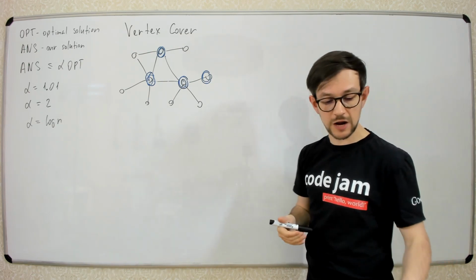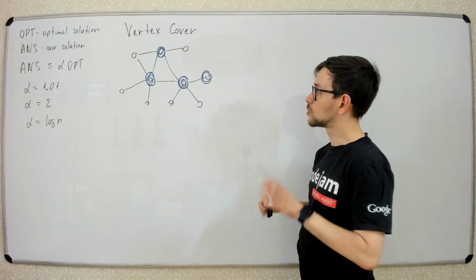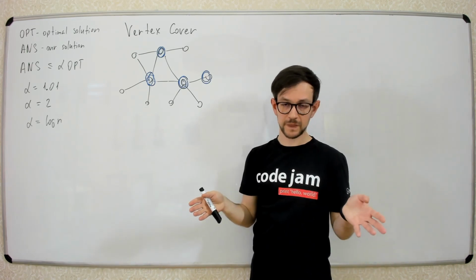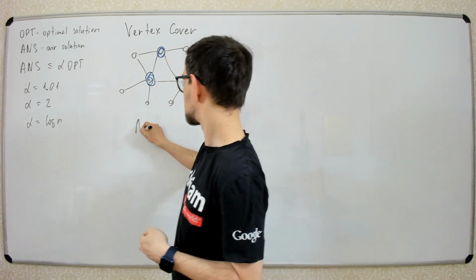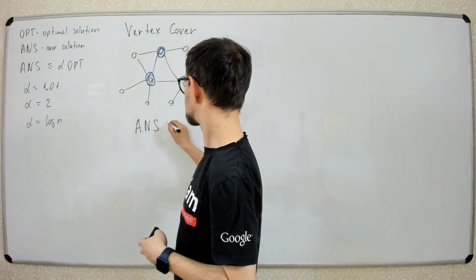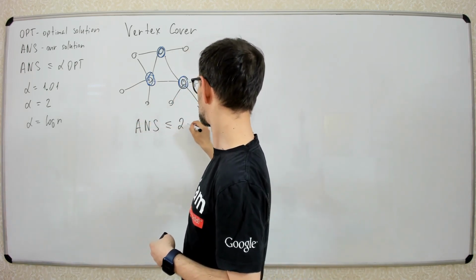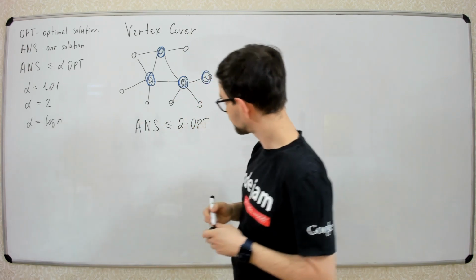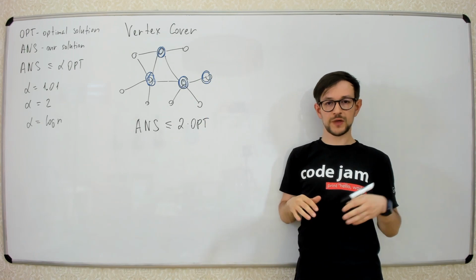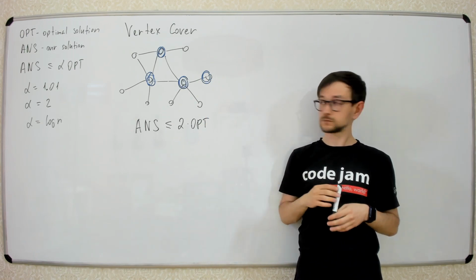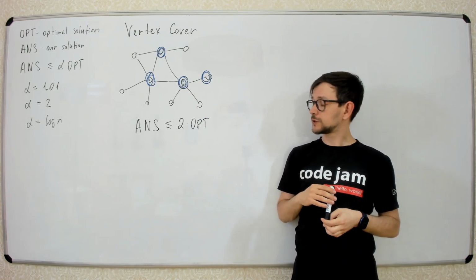Let's prove that this is a 2-approximation. We find some vertex cover, and there is some optimal vertex cover. I want to prove that my answer is at most 2 times optimal. So I take at most twice the number of nodes in the optimal answer. Why is it true? It's quite obvious actually.